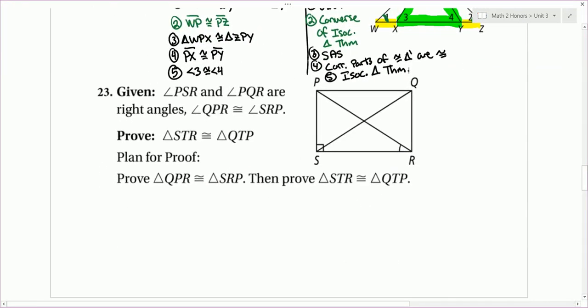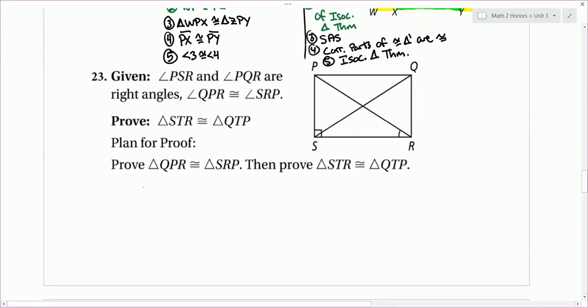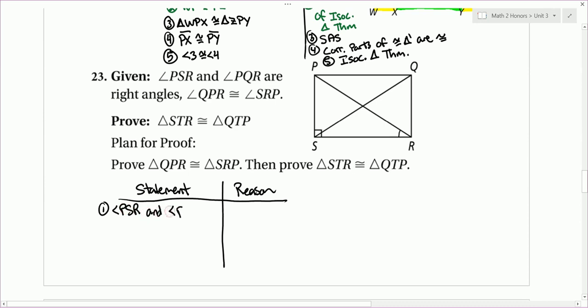Number 23, we're going to write another proof. So statement reason. Start with the givens. So first statement, we have the angle PSR and angle PQR are right angles. And we also have that angle QPR is congruent to angle SRP.